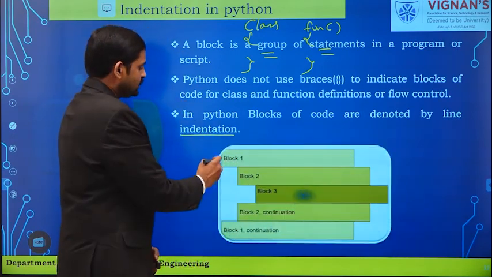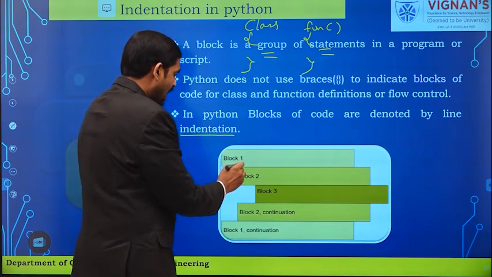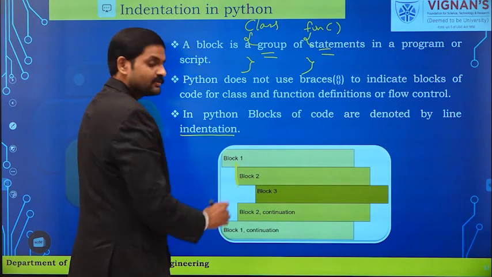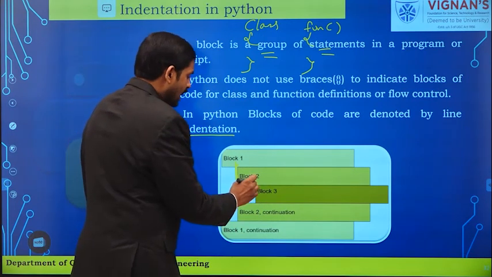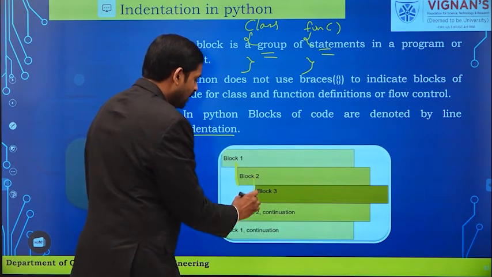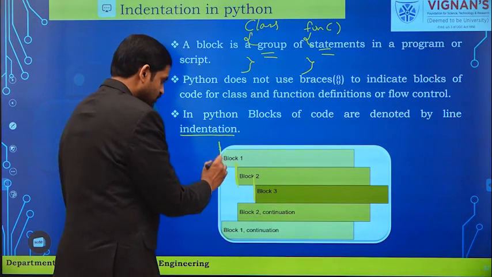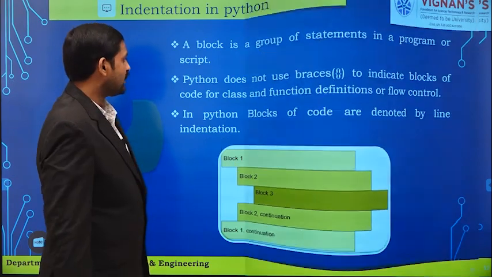Okay, this is block 1. If you want to write the second block, all the lines of the second block should be in the same indentation. Now, if you want to write the code for the third block, all the lines of the third block should be in the same indentation. All the lines of the first block should be in the same indentation. Okay, and I will show an example here.